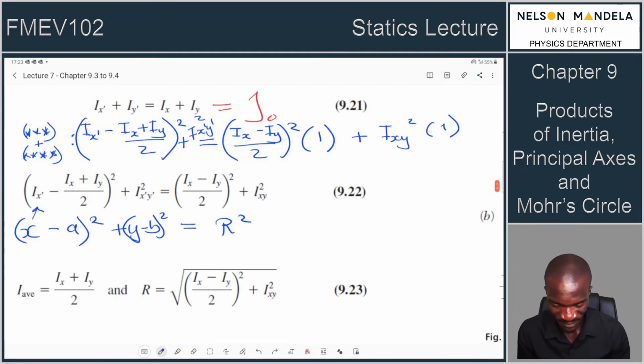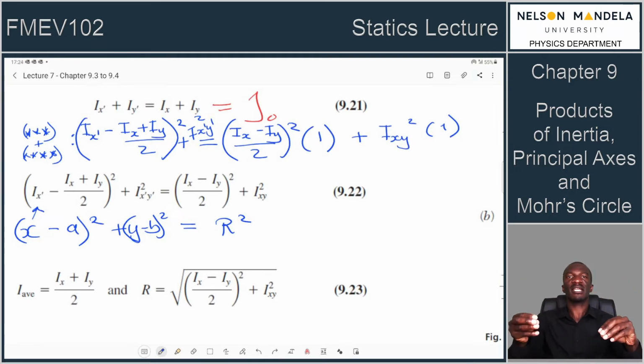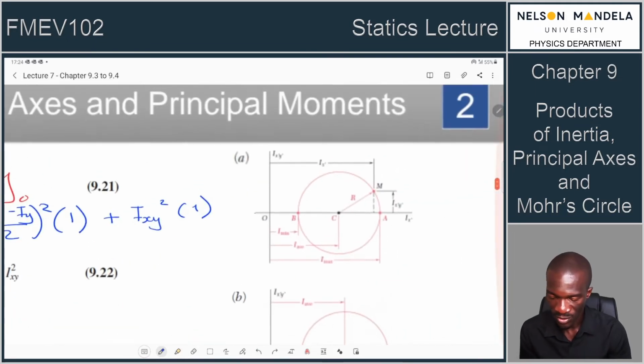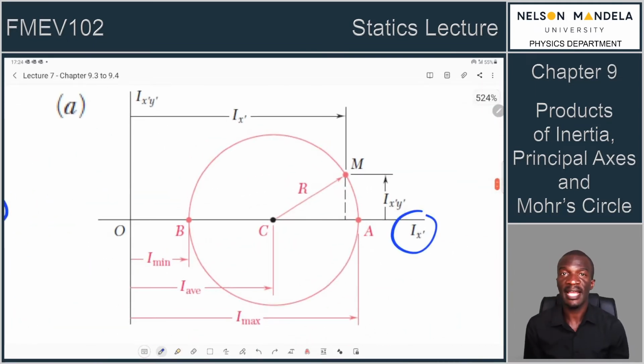So it's very exciting. Right, so we now have an equation of a circle. What we are just trying to do here is we want to conveniently and easily find maxima and minima of moments of inertia for a particular orientation of the axes. So because of that, we needed to carry out this transformation mathematical analysis. Now that we have that in place, this is an equation of a circle like we discussed earlier. So this is our x-axis, which is the Ix prime.